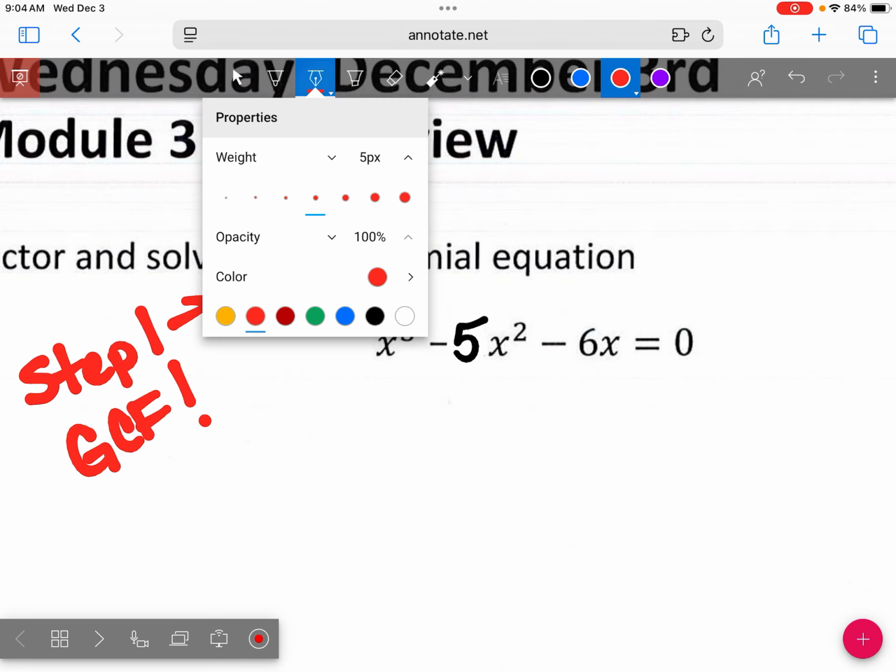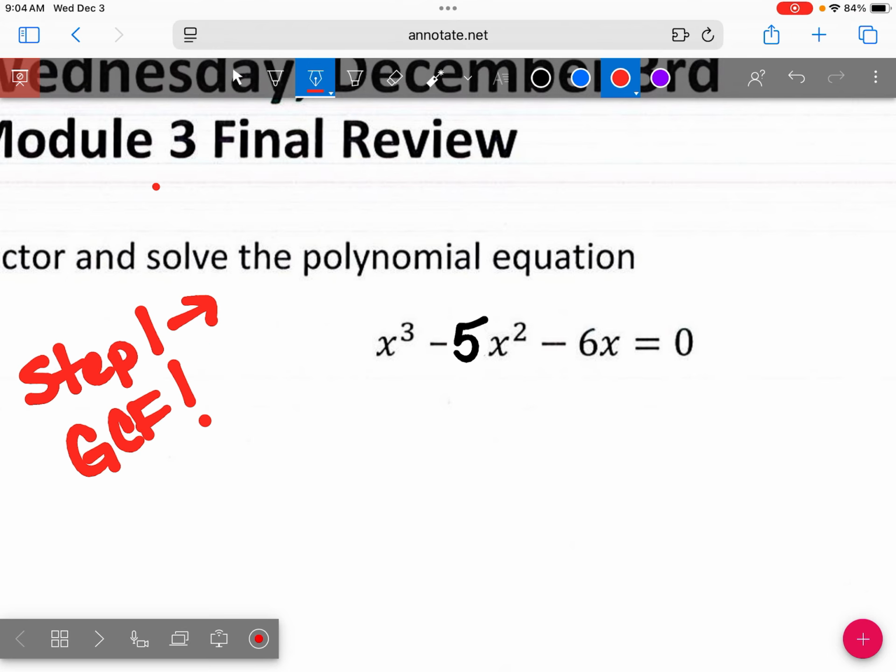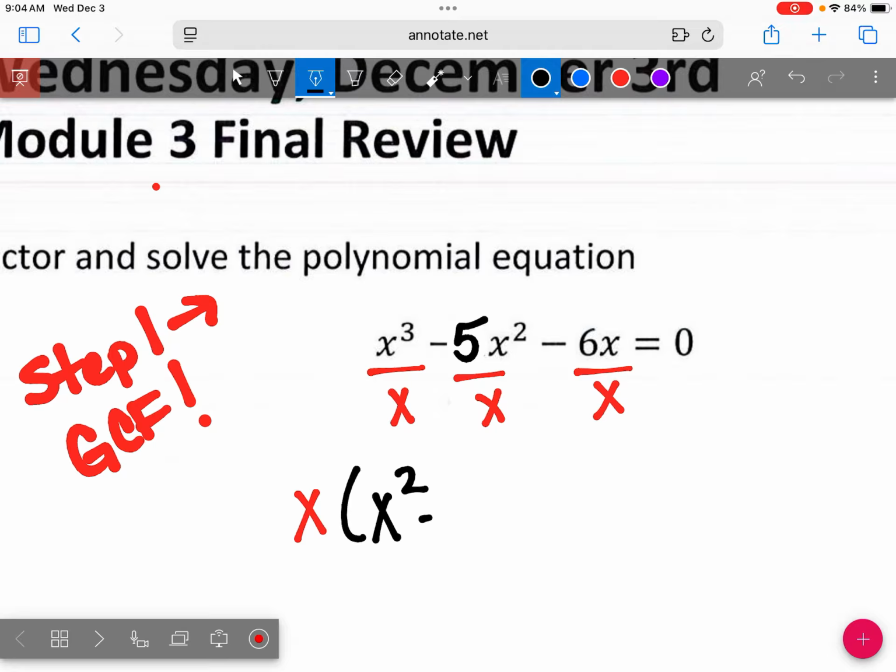So what is my GCF? What can I take out of all three terms? It's not a number, it's an X. So that's your first step. Take out the X, which is going to change that to x squared minus 5x minus 6.